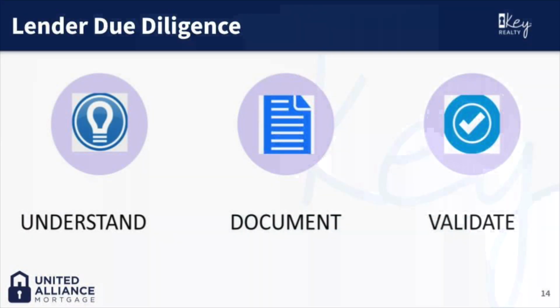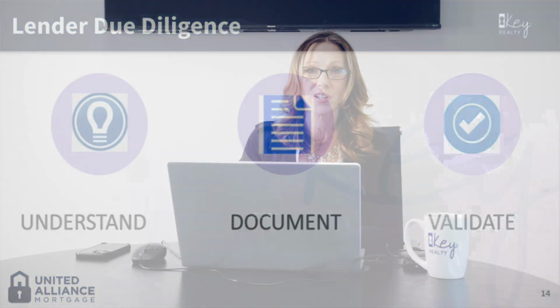So that takes us to our next step, which is document. So making sure that we collect the appropriate documentation that we know now the underwriter is going to ask for because we know this situation exists. And then we're validating that information by gathering the document, reviewing it, checking to see what the terms of the child support are, and making sure that it meets the guidelines.